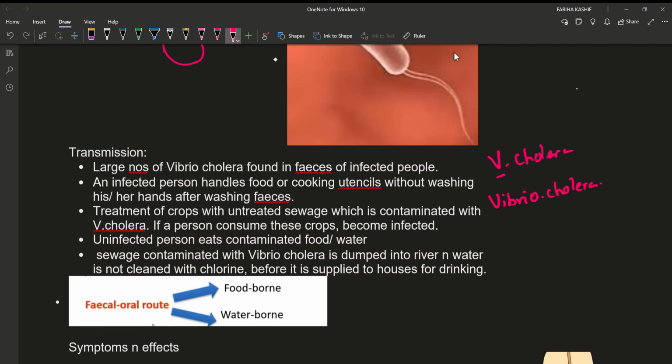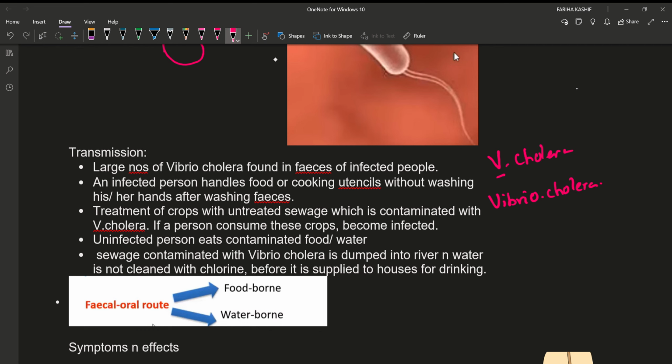Now, how does it act in the human body? At first, the bacteria will gain entry through the mouth, then after passing through the esophagus, if it is able to survive the stomach acid and gain entry into the small intestine, then the site of action of Vibrio cholerae is the small intestine. Here it will exhibit its action. In the small intestine, it releases a toxin called choleragen.